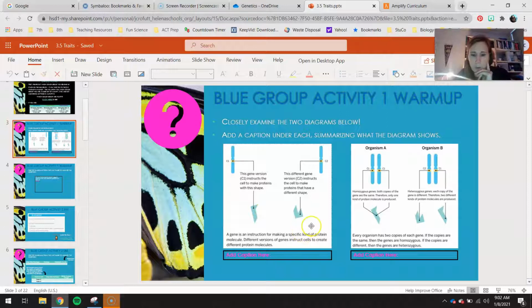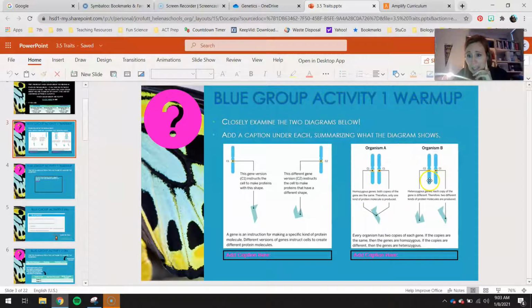So a gene is an instruction for making a specific kind of protein molecule. Different versions of genes instruct cells to create different protein molecules. Here, we have two organisms, A and B, and of course we have two copies of each chromosome, one from mom, one from dad. We can see organism A has C1 from mom, C1 from dad, and they're homozygous. Remember, homo means the same, so that means we got the same copy of that gene, or that allele, from both parents. So both copies of the gene are the same, therefore only one kind of protein molecule is produced in those cells. So we're only going to see that kind of protein in the cell.